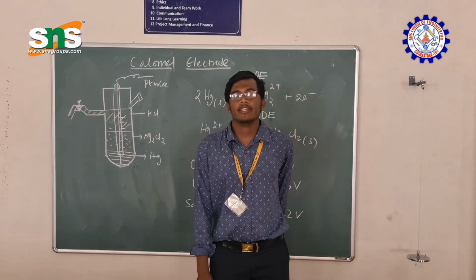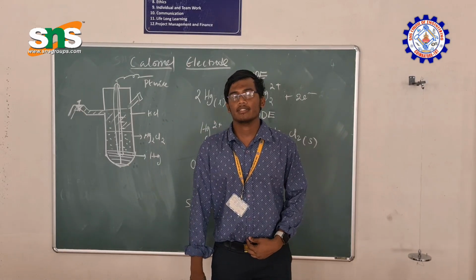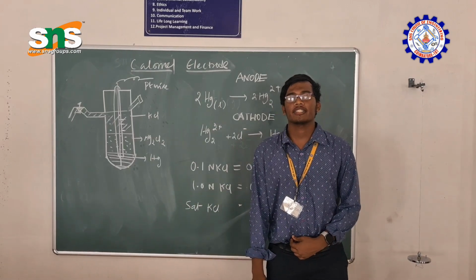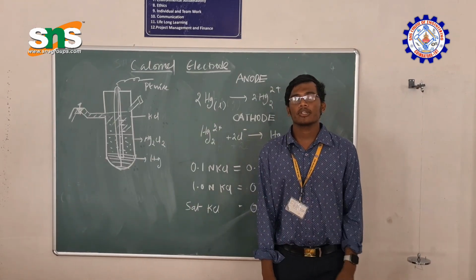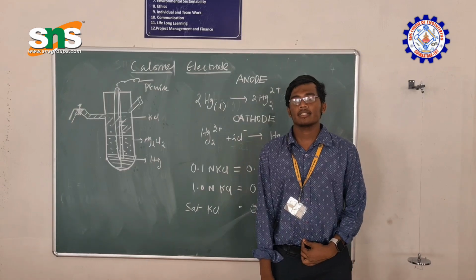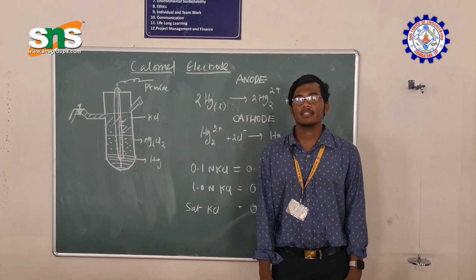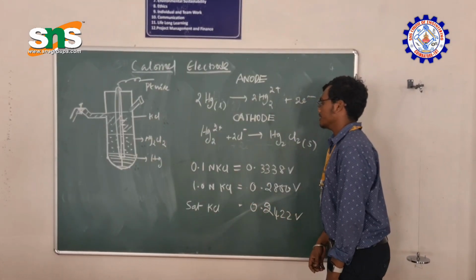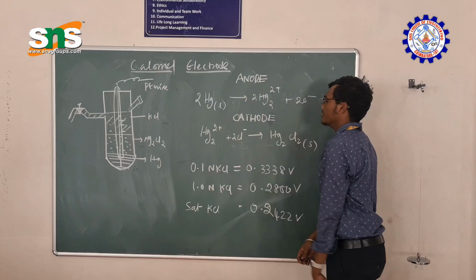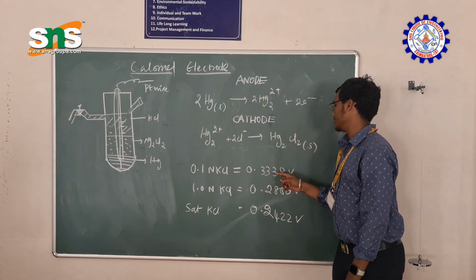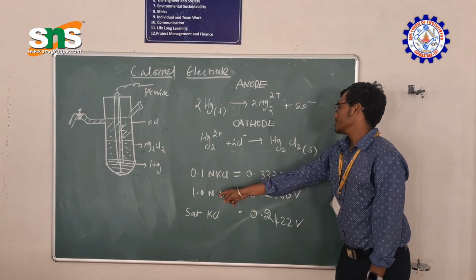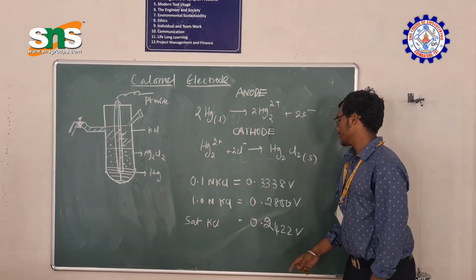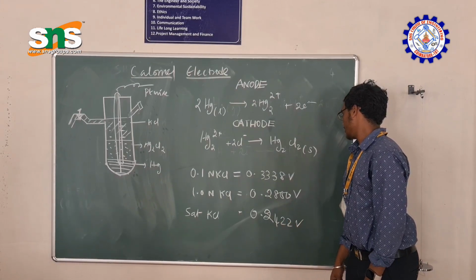I am Rahul from the AIDS department. I am going to tell about electrode potential. Electrode potential depends on the activity of the chloride ion. Electrode potential increases with decrease in chloride activity. Change in electrode potential is based on the hydrogen scale. 0.1 M KCl gives 0.3338 volt. 1 M KCl gives 0.2800 volt. Saturated KCl gives 0.242 volt.